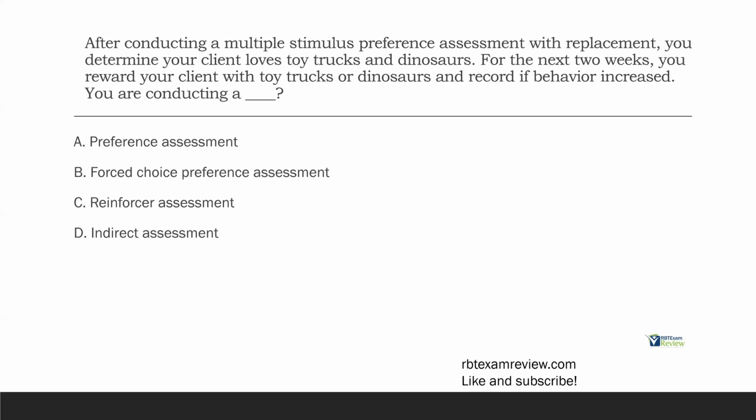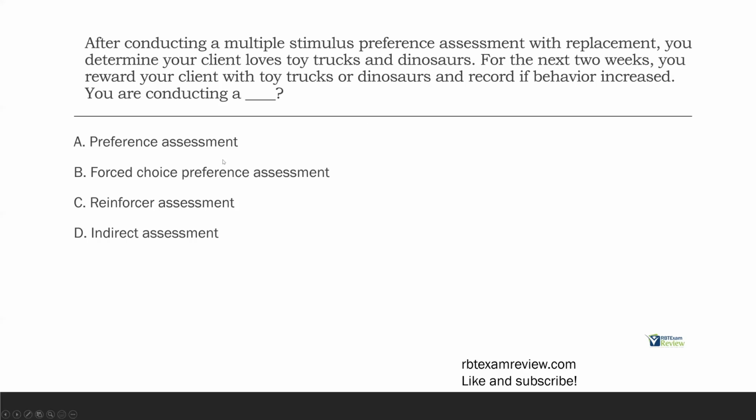Question becomes, does a preference assessment identify reinforcers? No, it identifies potential reinforcers. So what do you do next? Well, now you actually use those toy trucks and dinosaurs, the identified stimuli, to reward the client if the behavior increased. So we're saying, hey, are toy trucks and dinosaurs reinforcing? Do they have any effect? If they do, the behavior is going to increase. So if you want to see if your toy trucks and dinosaurs have reinforcing properties, what are you going to do? A reinforcer assessment. And that's what you're conducting here, right?